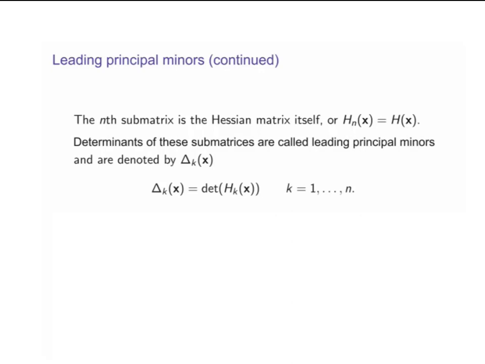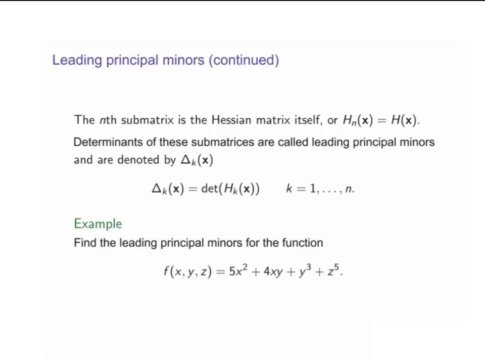For each of these submatrices, we compute its corresponding determinant, and the results are called leading principal minors, which are denoted by delta K at point X. Please make a pause here and attempt the following example. The solutions will be given afterwards.